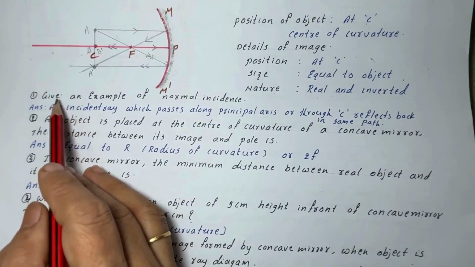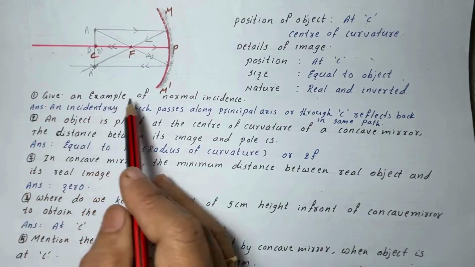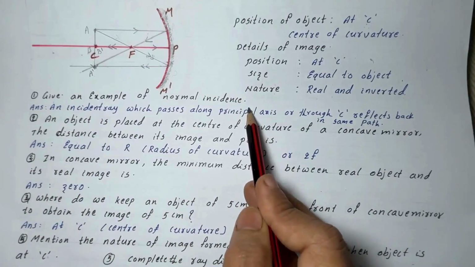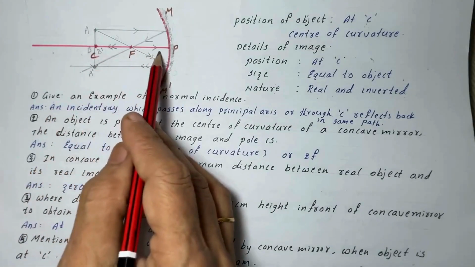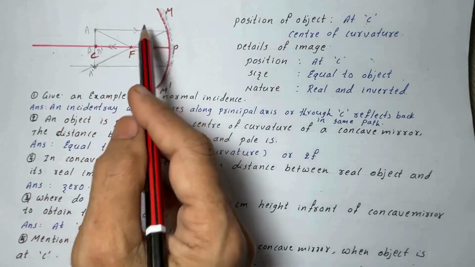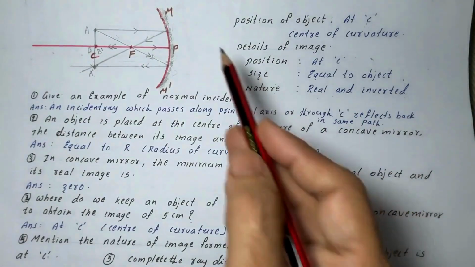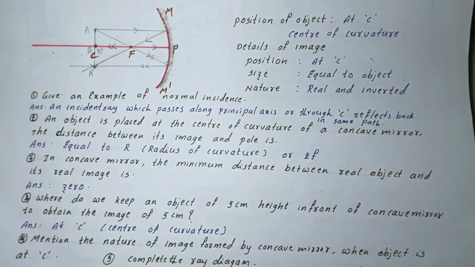Some question answers. Give an example of normal incidence. An incident ray which passes along the principal axis or through the C reflects back in the same path. Such incidence is the normal incidence.